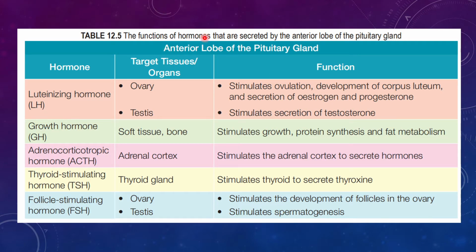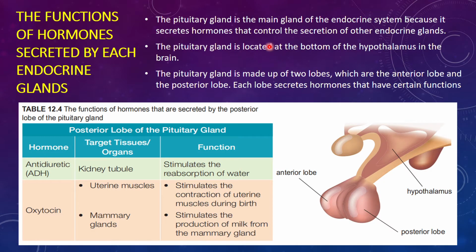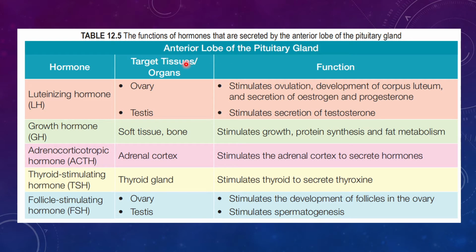Now these are the functions of hormones secreted by the anterior lobe of the pituitary gland. Please be clear again, I would like to repeat this: the pituitary gland is the main gland because it secretes hormones that control the secretion of other endocrine glands. Now back to the anterior lobe of the pituitary gland, we have LH, luteinizing hormone, we have GH, growth hormone, ACTH, TSH, and also FSH. So you see over here, these are the target tissues and organs, with their specific functions.